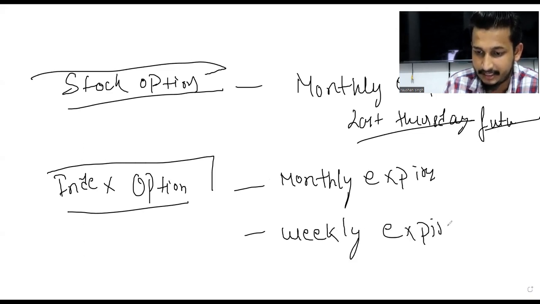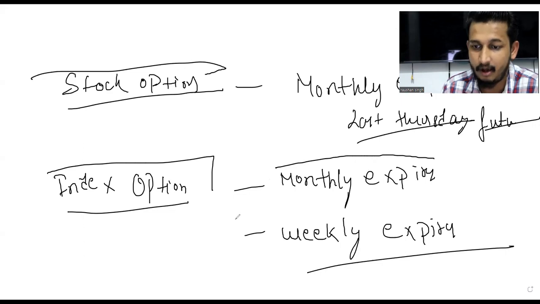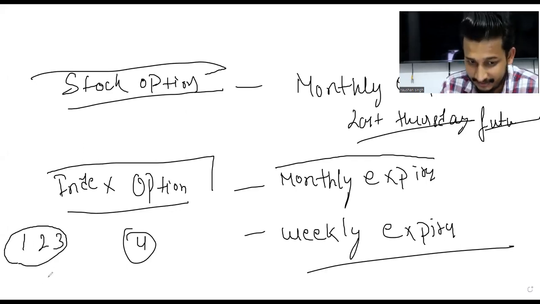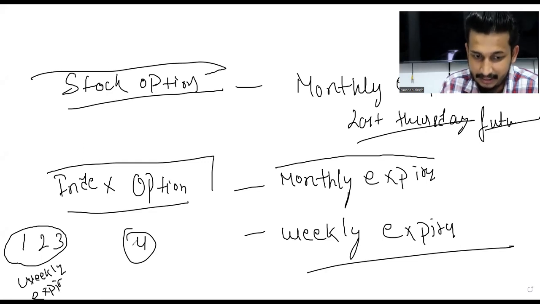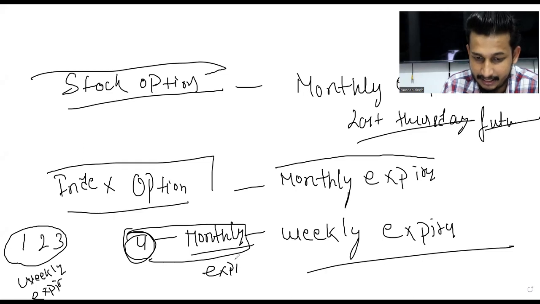Okay, weekly expiry भी होगा. I'll tell you how. So monthly expiry, in 1 month, how many weeks are there? 4 weeks, right? एक महीने में कितने weeks होते हैं? 4 weeks होंगे. पहला, दूसरा, तीसरा. First 3 weeks will be weekly expiry. ठीक है, first 3 weeks will be weekly expiry. Then the last one will be your monthly expiry. ठीक है, जो भी month का last Thursday होगा, that is going to be your monthly expiry.